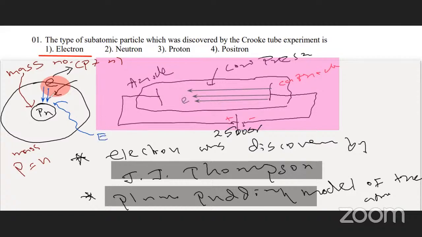To break this attraction, you have to supply energy. That energy is called ionization energy, to overcome the attraction between the electron and the nucleus, right?